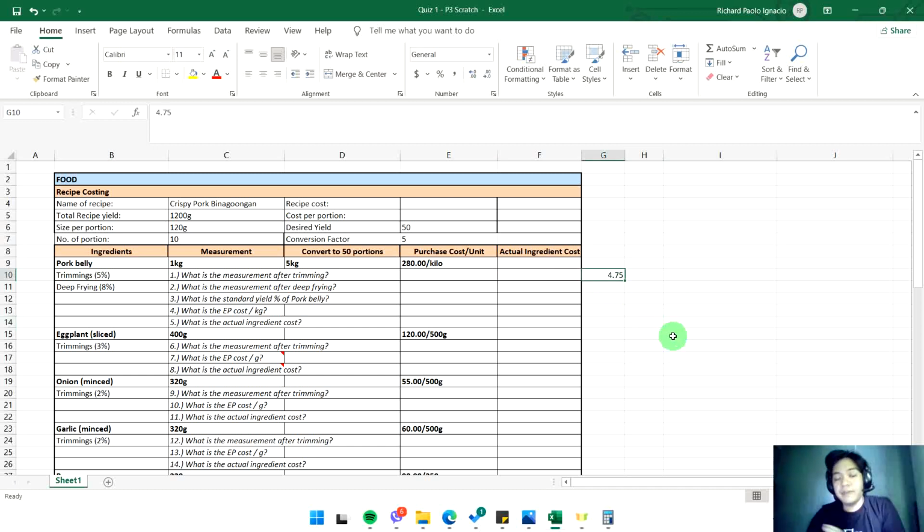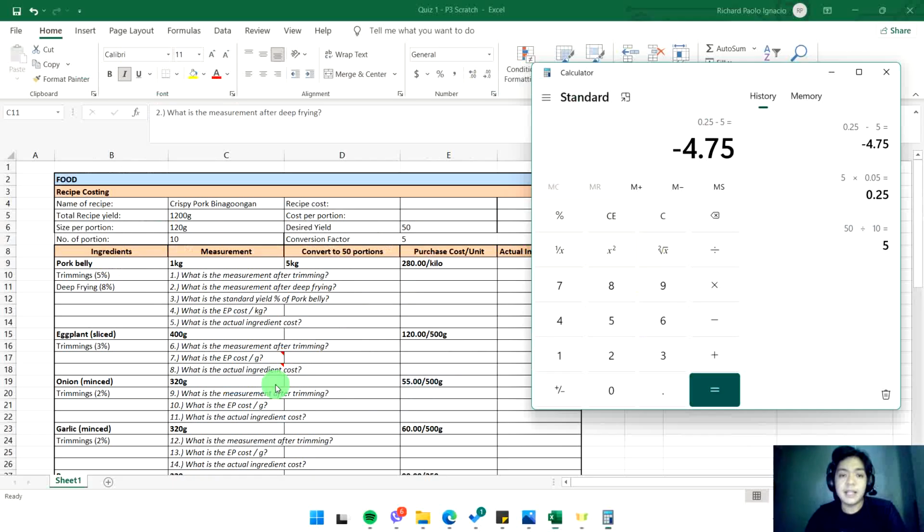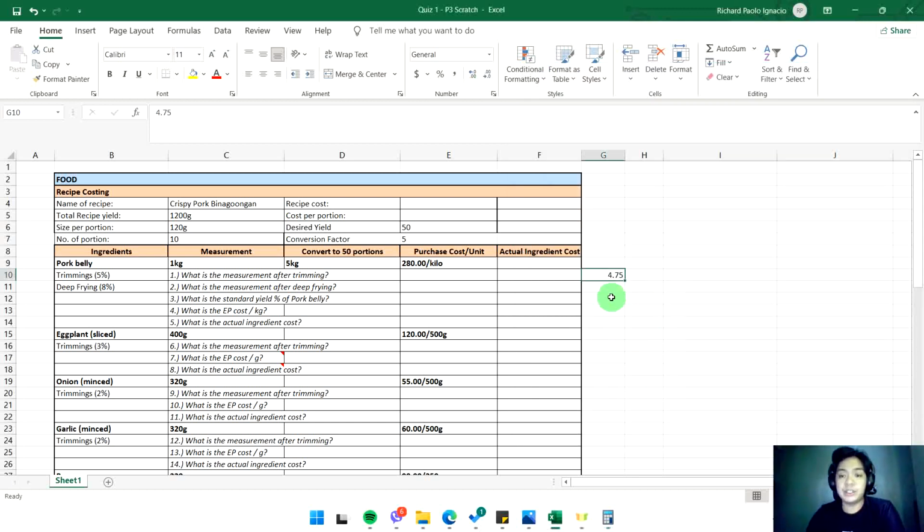So ibig sabihin, after trimming, ang matitira na lang sa pork belly natin is 4.75. Pero we still have to cook it. Lulutuin pa rin natin siya, and magkakaroon ng wastage ng 8%. So, what is the measurement after deep frying? That is 4.75 times 0.08 since 8% ang kailangan natin. We will have 0.38. Itong 0.38 na to, isusubtract natin doon sa 4.75. And now we will have 4.37.